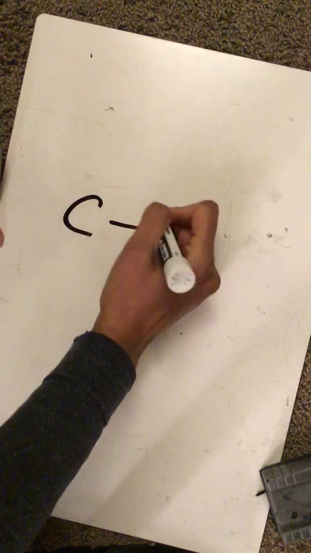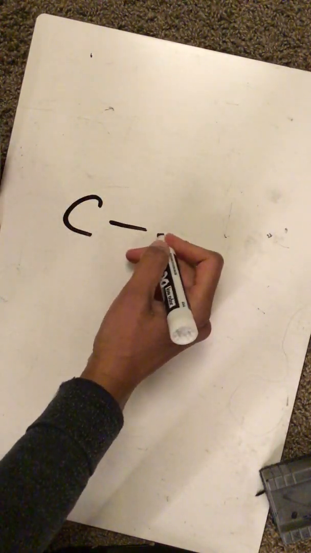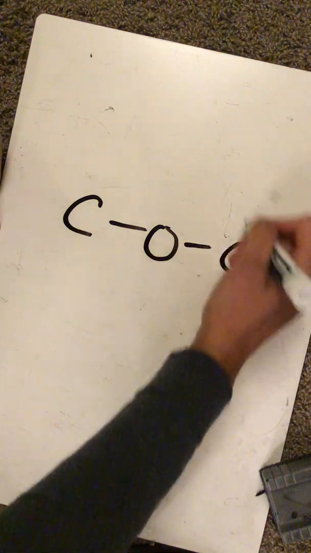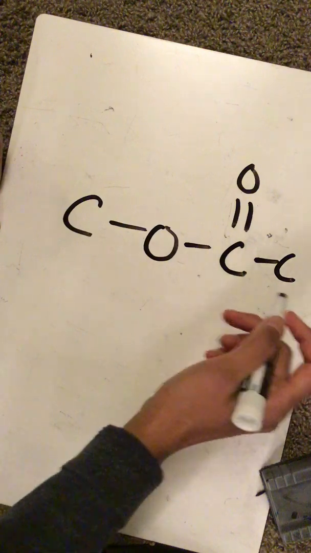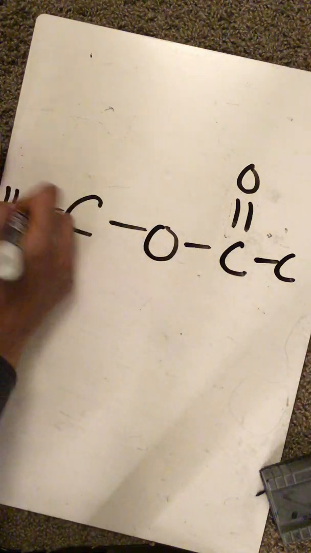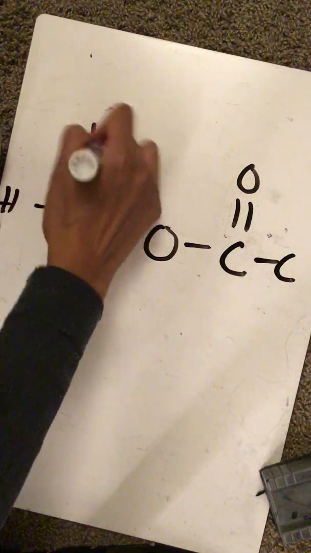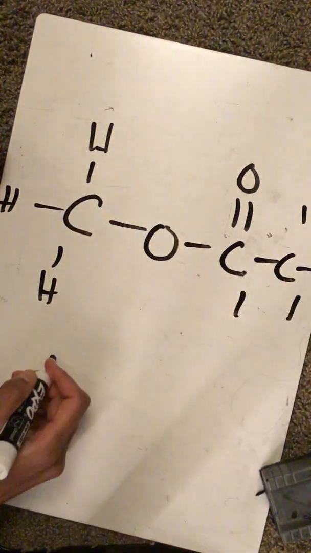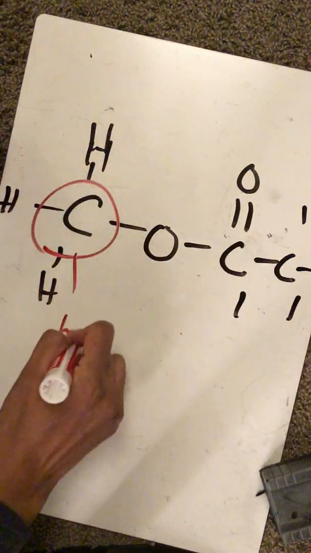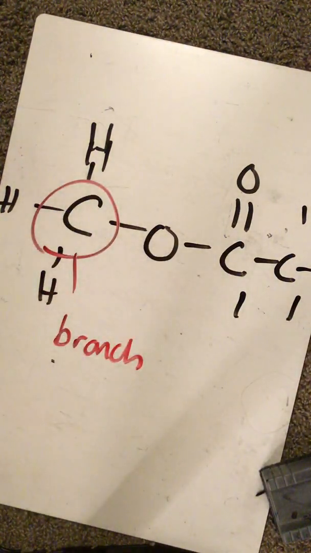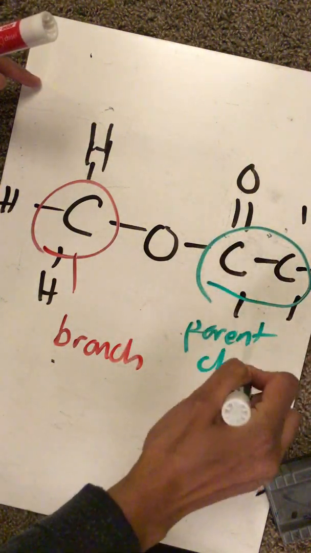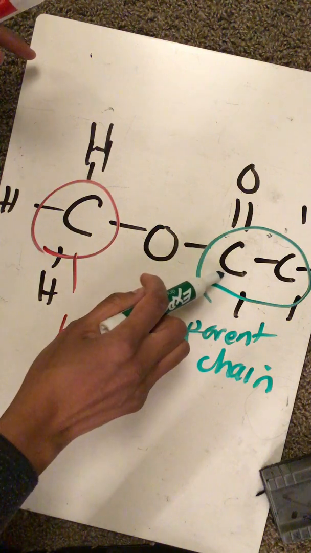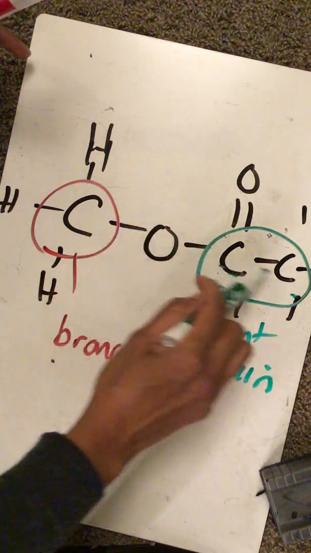It's a C, right? And then it's attached to an O, which is attached to a double bond O. And here is the H, and H. Okay, so that's what I drew here. This, right, is the branch. Okay, that's the branch. And this is the parent chain. And you can see the parent chain is the one where the carbon is attached to the double O. That becomes the parent chain.